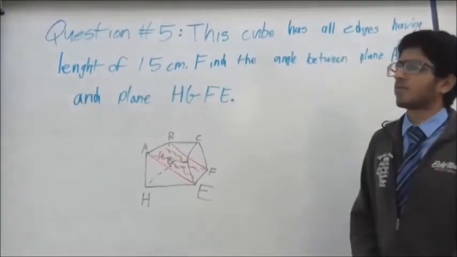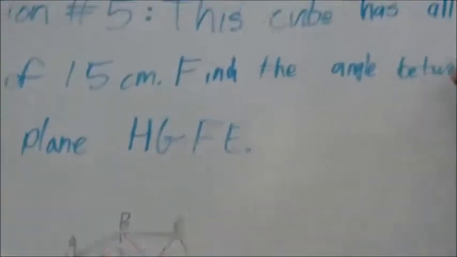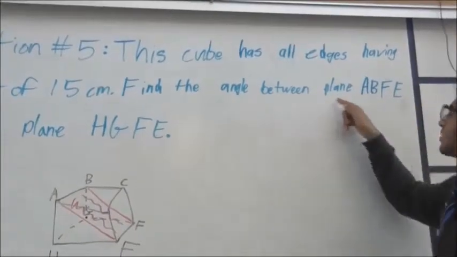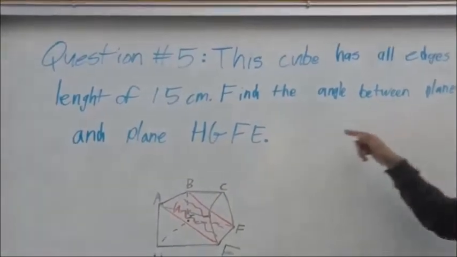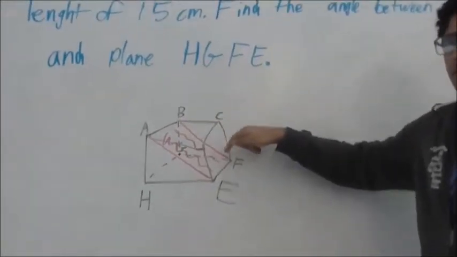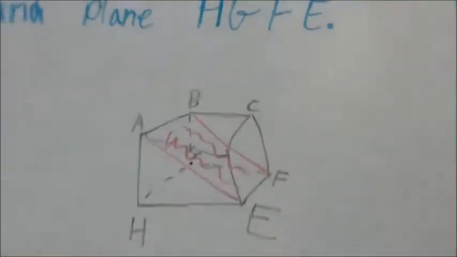Question number 5, this cube has all edges having a length of 15 centimeters. Find the angle between plane ABFE and plane HGFE. So I have highlighted it in red, and I will expect you to work efficiently.